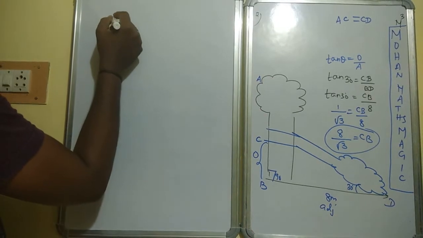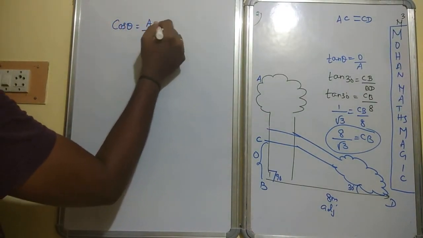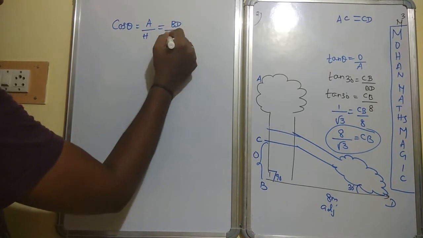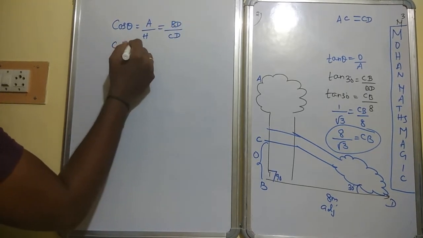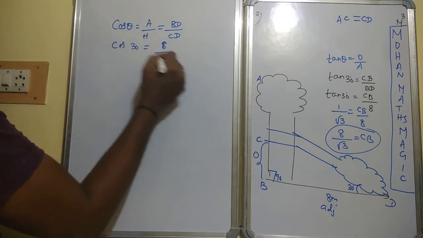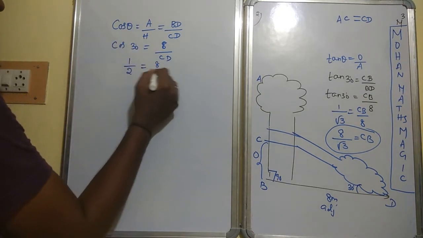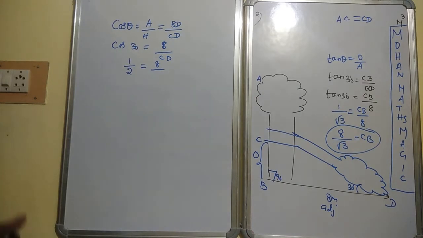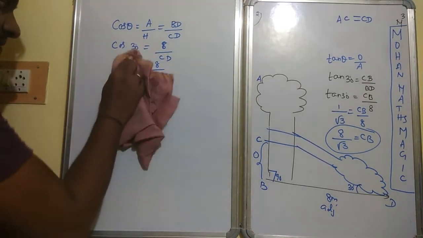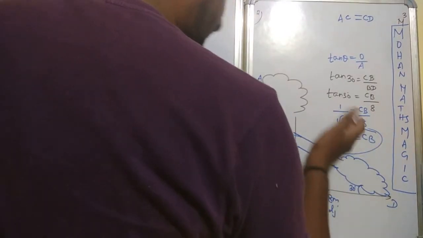If I go for cos theta, it is adjacent by hypotenuse, right? So cos theta equals adjacent by hypotenuse. Adjacent value is BD, hypotenuse value is CD. Cos 30 equals BD, I know that is 8, CD I don't know. Cos 30 value is 1 upon 2, 8 upon... please check this: cos 30, sin 30. So I got, therefore, adjacent by hypotenuse, right?